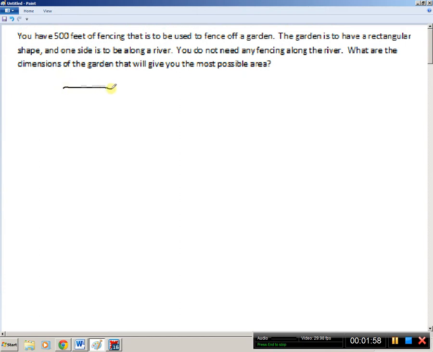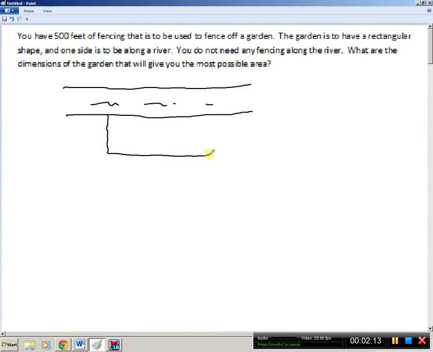All right, so here's the river along here, and I'm just going to draw it that way. So this is the river. And the garden is going to be along the river here, so I'm just going to fence it off, and it's rectangular. So I don't know what it looks like, except it's a rectangle. And I don't need fencing along the river, so the fourth side is going to be along the river. So this is the garden here, and the question is, what are the dimensions of the garden that will give you the most possible area?